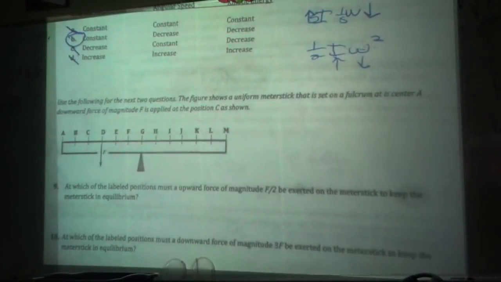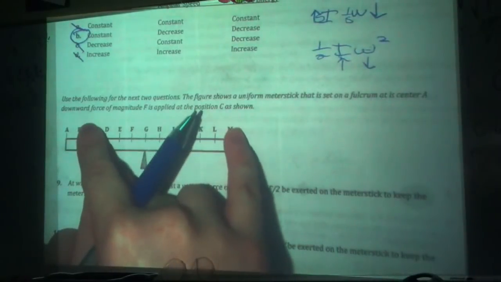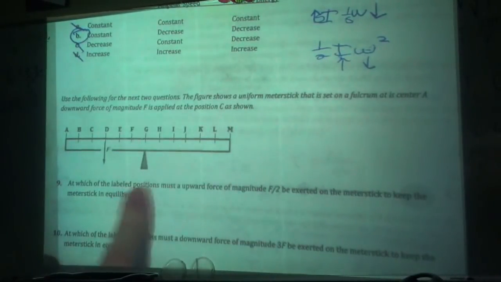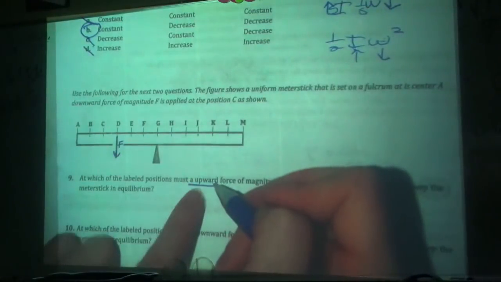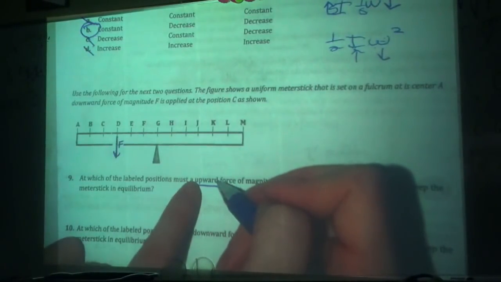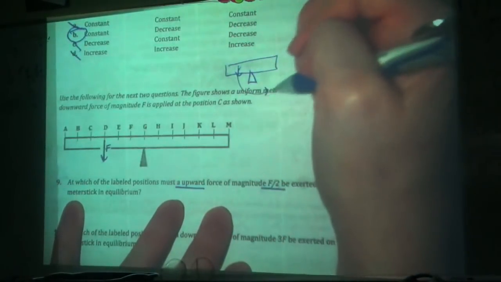And for these balancing ones, it says that the fulcrum's at the center, meaning if there was no force, it would just be balanced like this. I want to know where I would have to position an upward force of F over 2 in order to keep the stick in equilibrium. Because right now I have a downward force of F. So think about, if I have a downward force of F, where would I need to put an upward force? You first should just think, does it go on this side or this side? Because if you have a meter stick and this is the center, you have a force down, that's trying to go around counterclockwise.